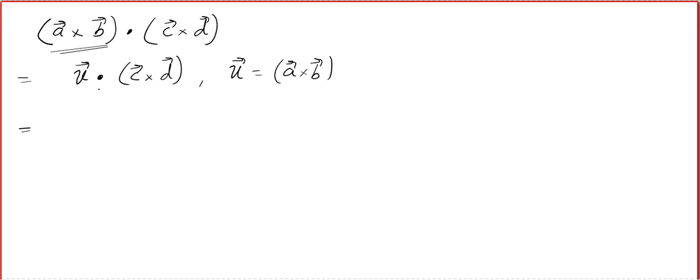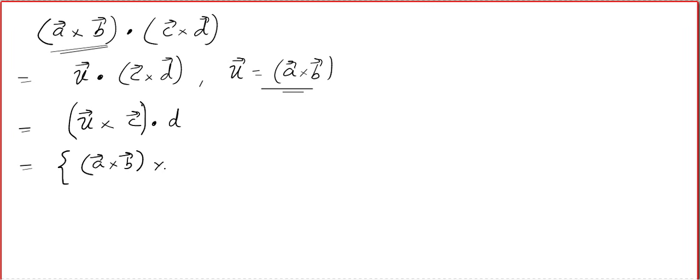And remember, in an STP, you can interchange the dot and cross according to your convenience, right? So what I'm going to do is I'm going to write this as U cross C dot D, because I told you we can interchange the dot and the cross in an STP, because that's the definition of STP. Okay, now what is this U? Oh, U is A cross B. So we get A cross B cross C dot D. Can any one of you recognize this?